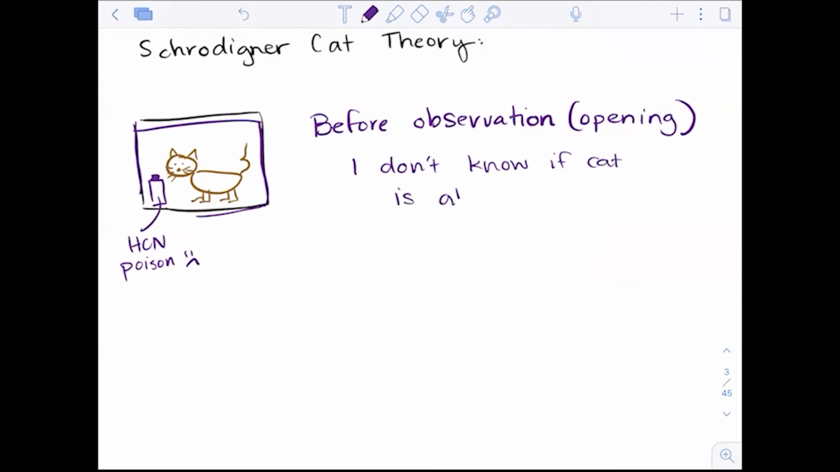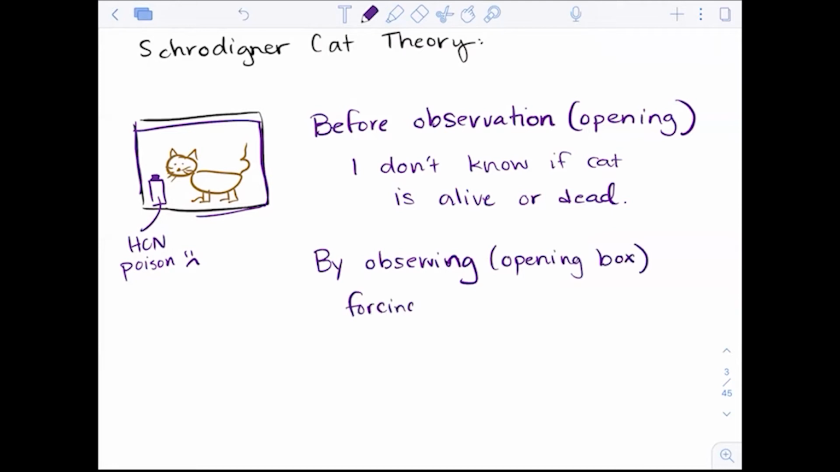But the cat can be thought of as both. Because when I observe, I force the cat into one state or the other. By observing, by opening the box, that is me forcing the cat to be either alive or dead. So there's this duality before opening the box that we don't know the answer, but it could be either. It could be both. We don't know.